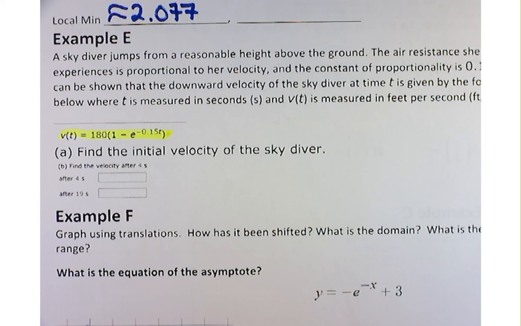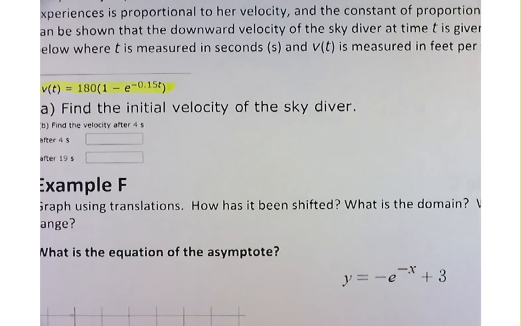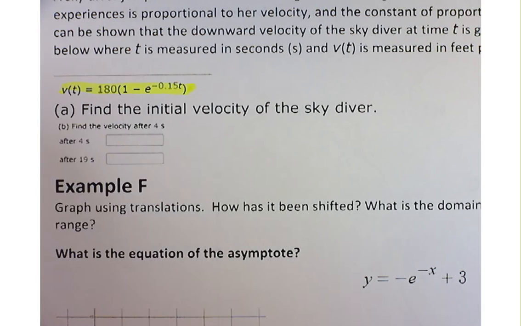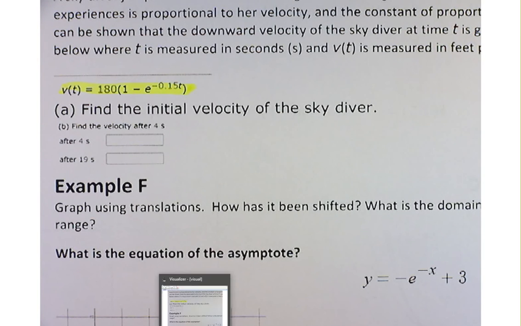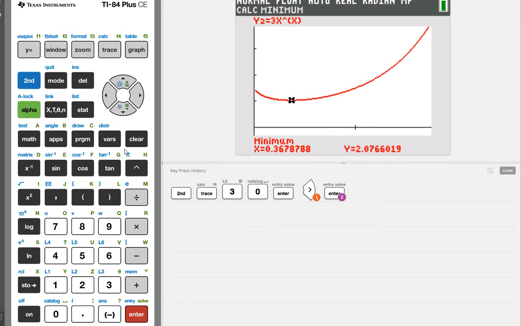So we're going to have to evaluate this at three different values of time to find, first of all, the initial velocity, and then the velocity after 4 seconds, then the velocity after 19 seconds. So, okay. Let's look at your job for our graphing calculator again.